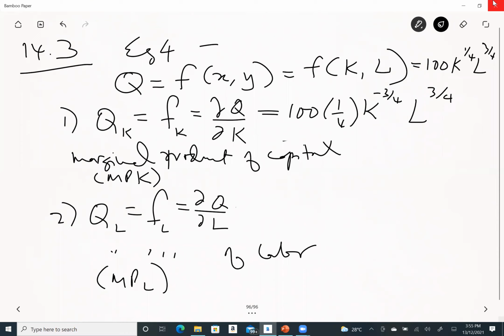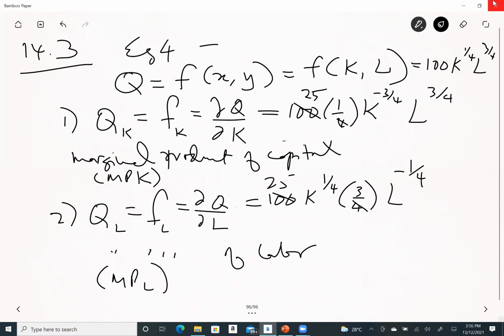Then dQ/dL. You have 100 K to the power of 1 over 4, and you bring the power down to L, so L to the power of negative 1 over 4. You can change to decimal point if you like, but you can maintain it as it is. So you can simplify, that will be equal to 25, and here also 25. So I got 25 and 75. And then you can bring the negative power down.